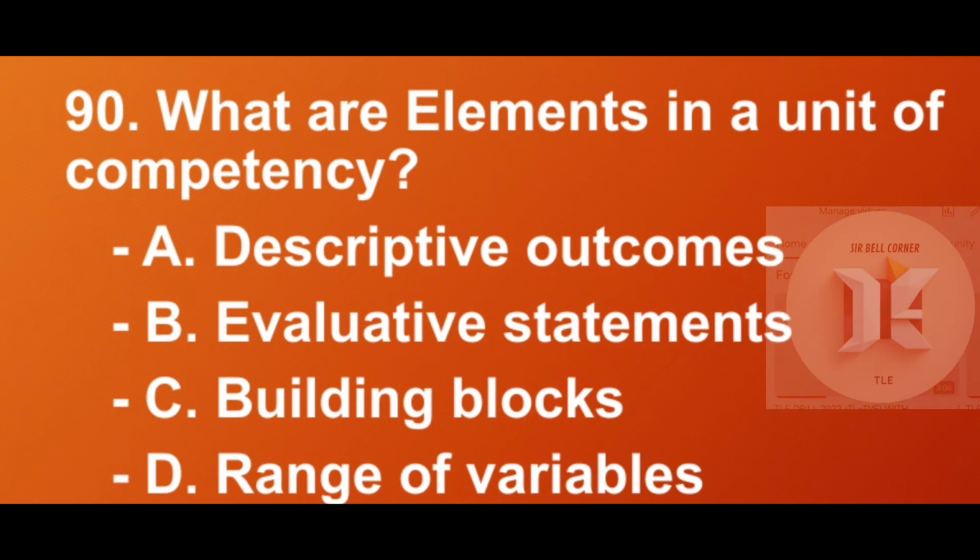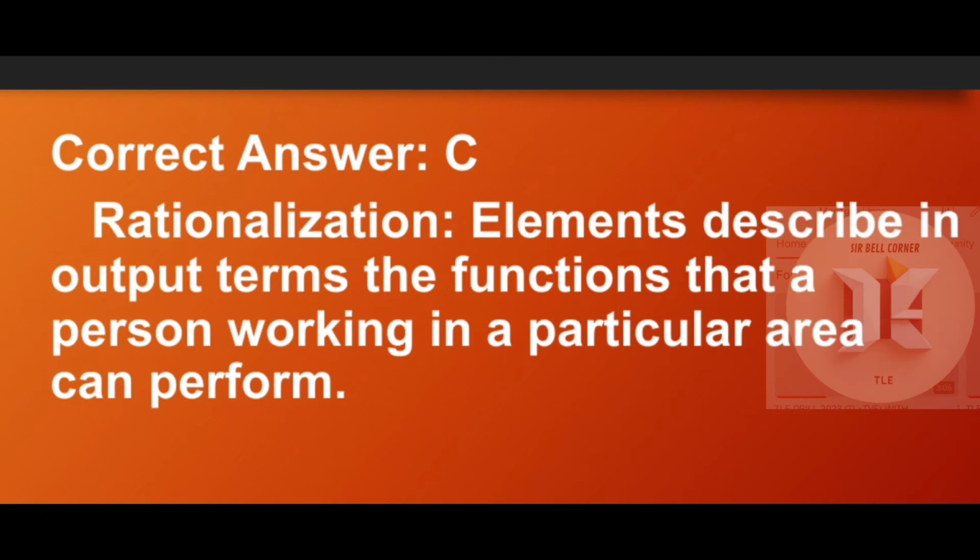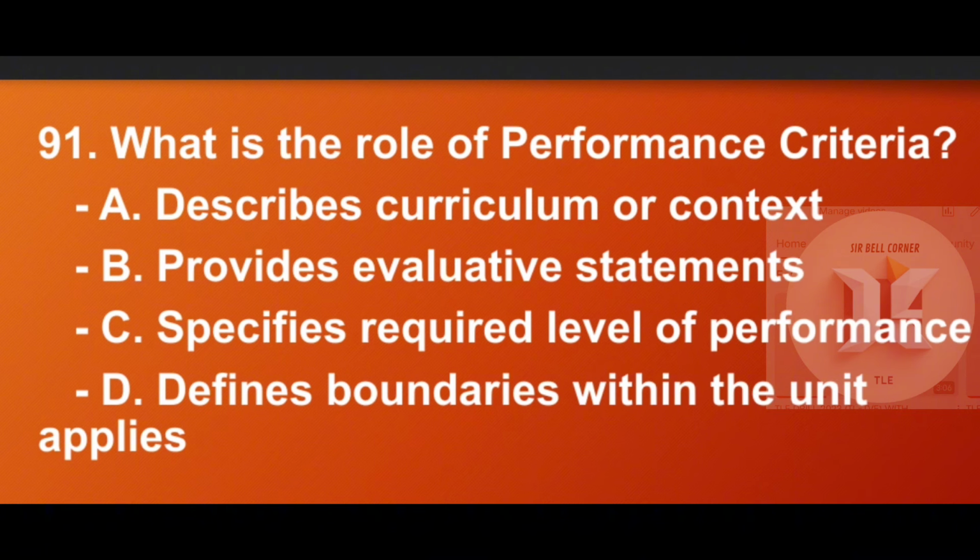90. What are elements in a unit of competency? A. Descriptive outcomes. B. Evaluative statements. C. Building blocks. D. Range of variables. Correct answer. C. Rationalization. Elements describe in output terms the functions that a person working in a particular area can perform.